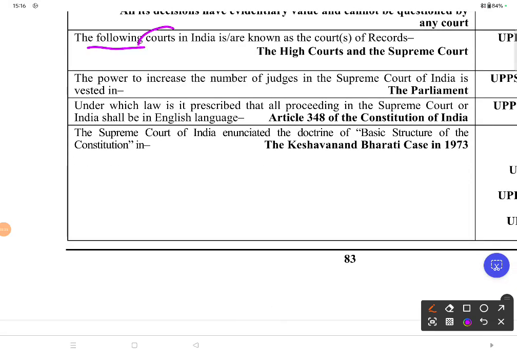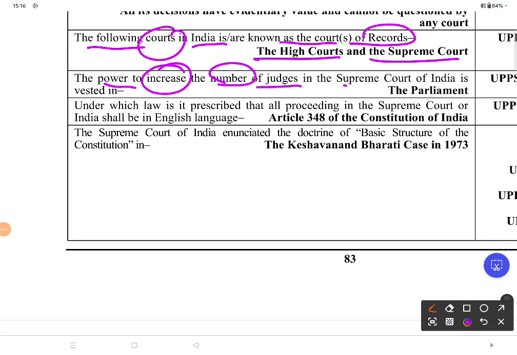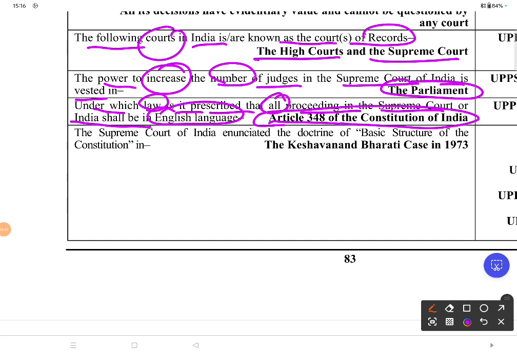The following courts in India are known as the Court of Record: High Courts and Supreme Court. The power to increase the number of judges in the Supreme Court of India is vested in Parliament. Under which law is it prescribed that all proceedings in the Supreme Court of India shall be in English language? Article 348 of the Constitution of India.